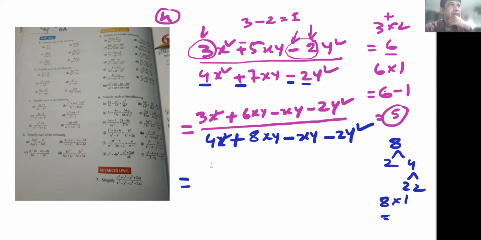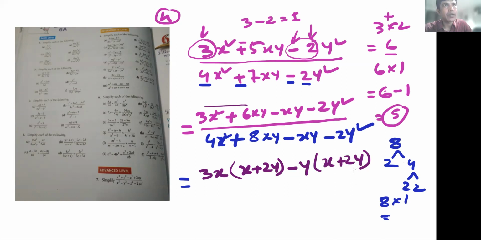Let's take common from the first one. 3x will get common, so 3x times (x plus 2y). Sorry, x plus 2y. Then minus y, if we take y common, it will be (x plus 2y), right?